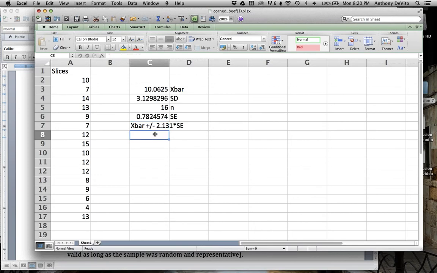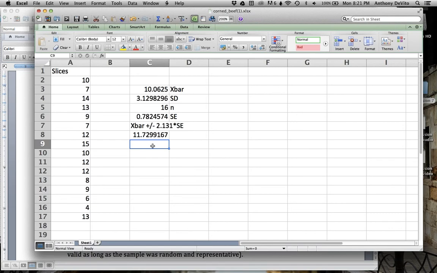So now what is my confidence interval? My confidence interval is going to be equal to my mean. Where's my mean? My mean's up here. Plus 2.131 times my standard error, which is 0.78. Now I can do this. I don't need parentheses because it's going to do the multiplication first and then add it. If you're concerned, you can always put parentheses around it, just to make sure if you're worried that Excel might misinterpret it. And that's going to be equal to 11.72.